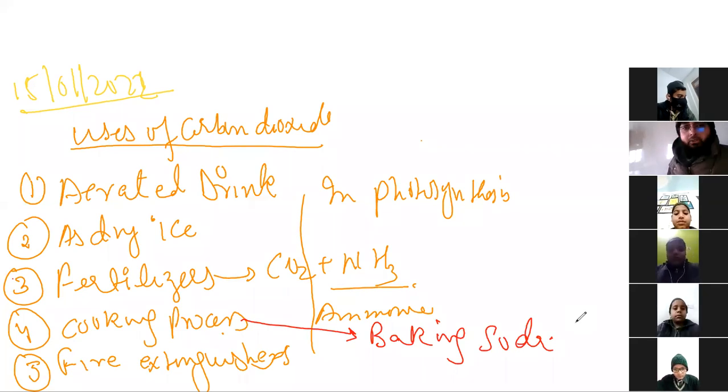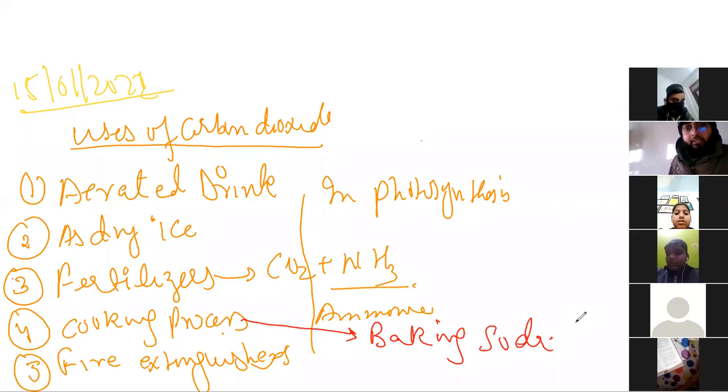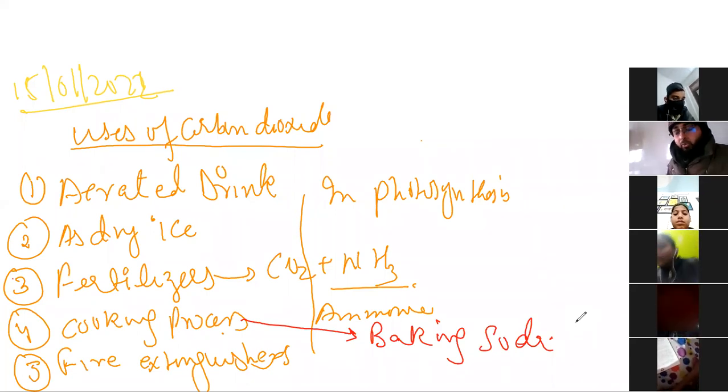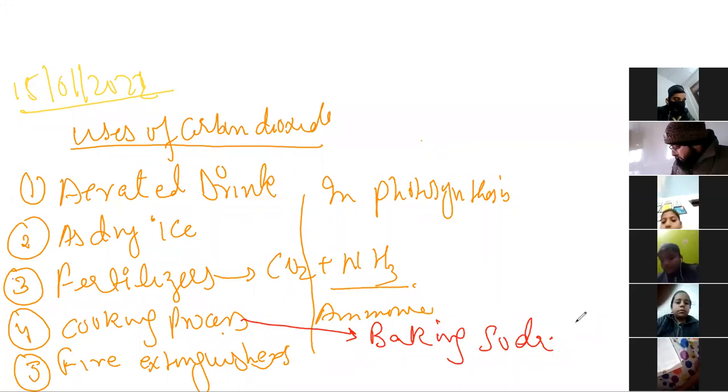And in fire extinguishers, you all know that carbon dioxide is used, because it stops the burning, to extinguish the fire. And the last, you already studied right now, in photosynthesis also CO2 is used. On page number 108, see the equation there. CO2 plus H2O in the presence of chlorophyll and light produces glucose and oxygen.